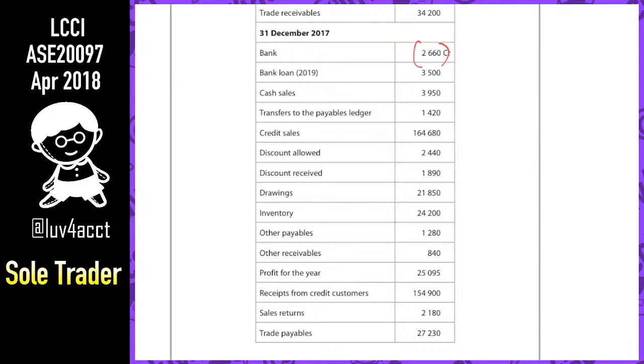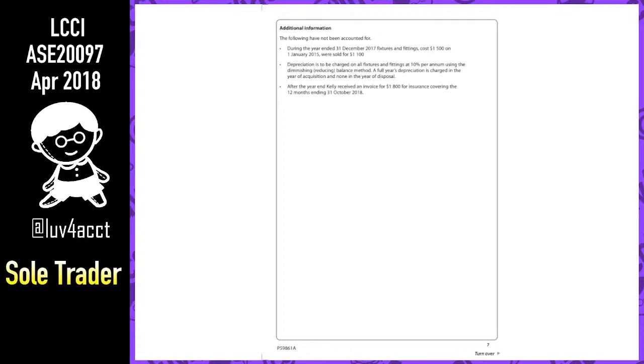Okay, credit sales, discount allowed, discount received, drawings, inventory, other payables, other receivables, profit for the year are given to you already, and then receipts from credit customers, sales returns, trade payables. The following have not been accounted for.